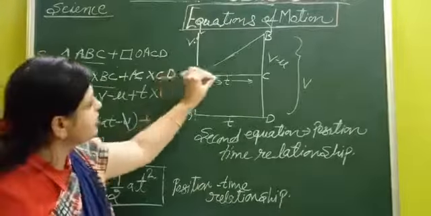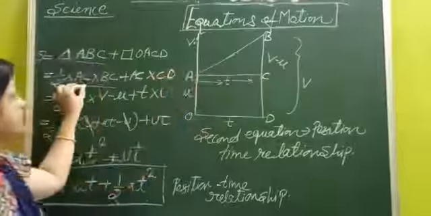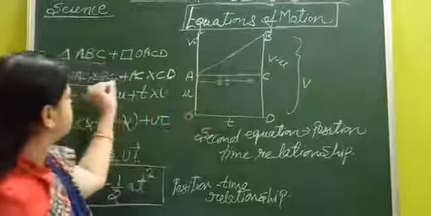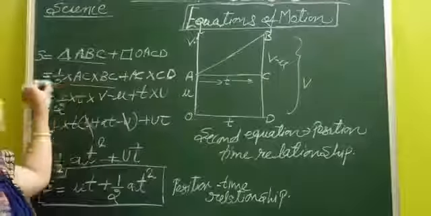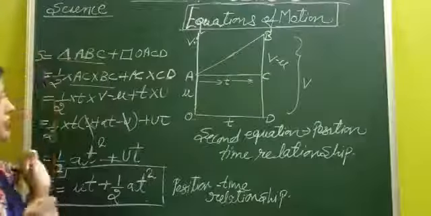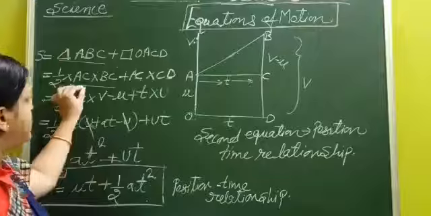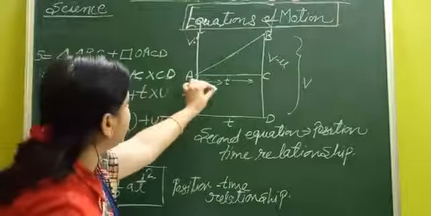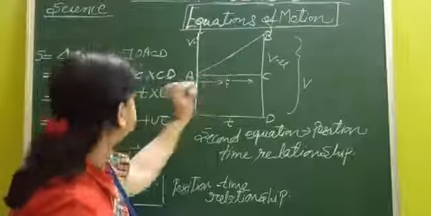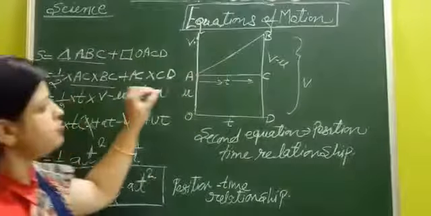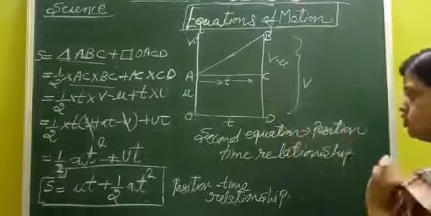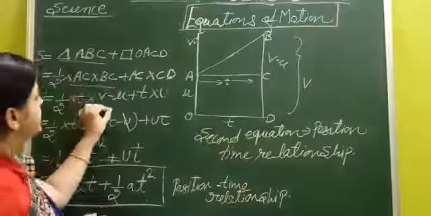This is the AC, and perpendicular BC. So this is the BC. This is the formula of the triangle. And what is the value of AC and BC? Half. AC is showing the time, so it is T, and BC, as we know, is V minus U. So AC is T and BC is V minus U.